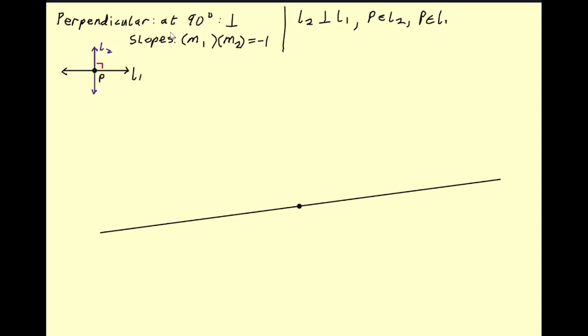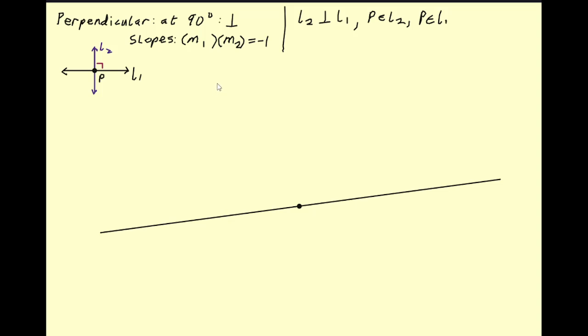Perpendicular, as I said, means at 90 degrees, and its symbol is an upside down T-square. Anytime we hear the word perpendicular we should think of slopes, and the slopes of perpendicular lines have a particular relationship. If we multiply them together we get the number -1, or phrasing this a different way, for perpendicular lines their slopes are the negative reciprocal of each other.